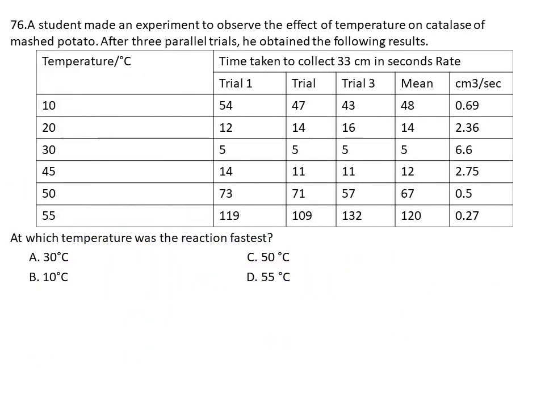Question number 76. A student made an experiment to observe the effect of temperature on catalysis of mashed potato. After 3 parallel trials, he obtained the following result, which is found in the table. At which temperature was the reaction fastest? We look at 30 degrees Celsius. The enzyme rate of reaction is 6.6 centimeter cube per second. So the answer will be A, at 30 degrees Celsius.